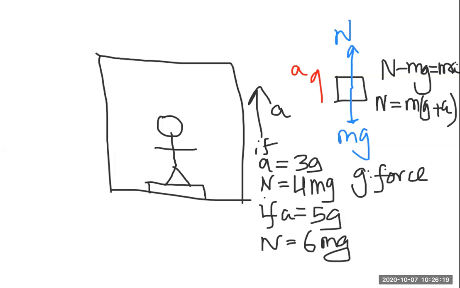Now, every human has their own threshold of experiencing G-forces. We're different. So when you experience these G-forces, some people may pass out at 6g, some people may pass out at 7g. And this is very critical for fighter pilots as well.